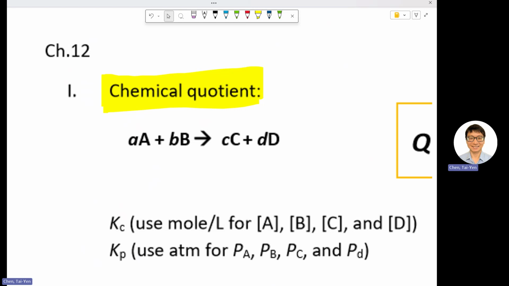Okay, how many of you have heard of ice table? Like initial change equilibrium, right? So we'll go through that too, probably actually in the next lecture, okay? But let's actually look at things that students always get confused.